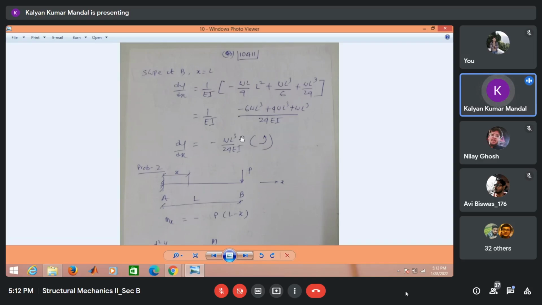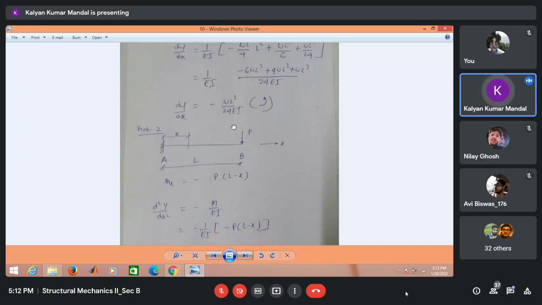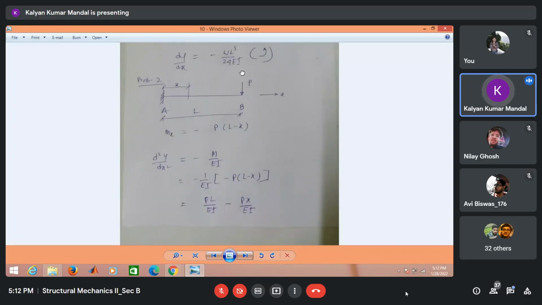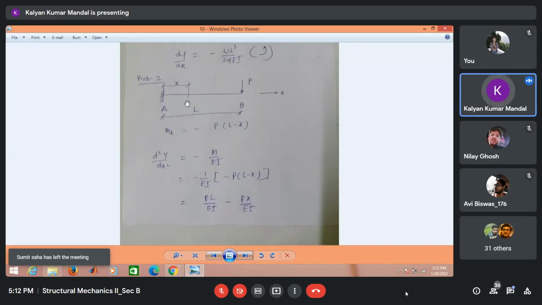What we get is that dy/dx, or slope at point B, is negative and the magnitude is wL cubed by 24 EI. As it is negative, the direction of the slope will be anti-clockwise in nature. Now we consider the second problem. We consider the simplest cantilever beam subject to a point load at the tip. Length is L, and again we have to find out the expression for the moment first.